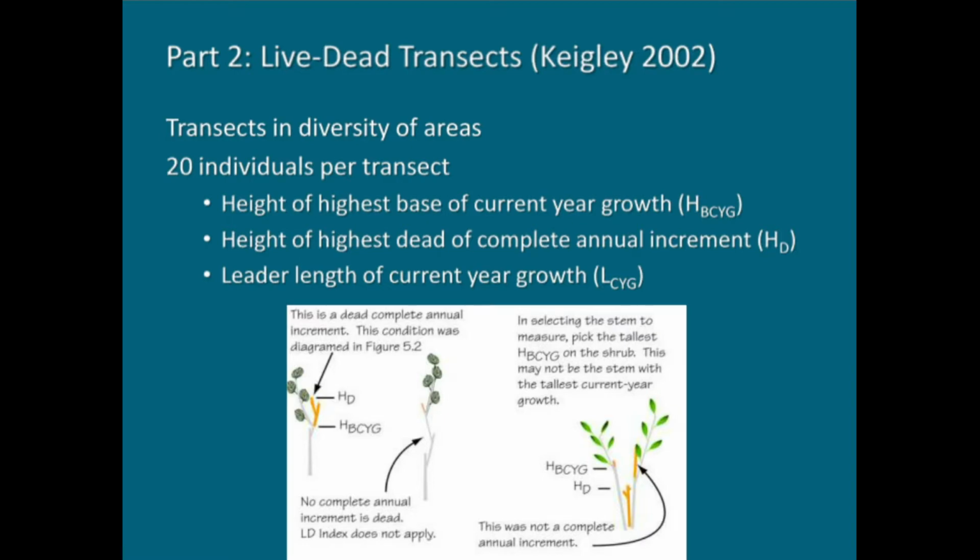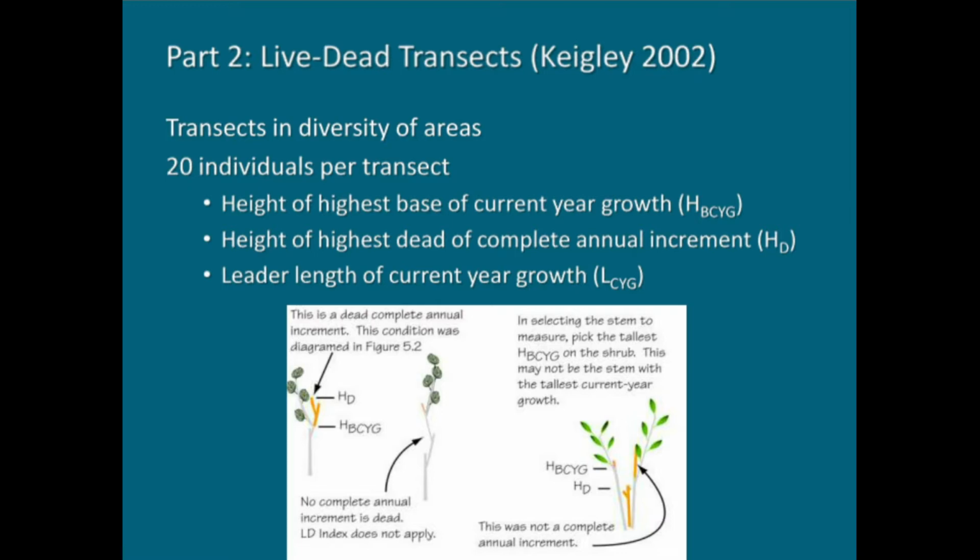The second main part to the methods was conducting live dead transects. They're quick assessments to be able to measure, quantify browse over a period, or over a space. So transects are conducted in a diversity of areas to sample maximum aspect, slope, elevation, and community type. And 20 samples are measured in each transect. Within each transect, 3 simple measurements are taken. You measure to the height of base of current year growth, measure to the height of dead, so you must have a complete dead annual increment, and then height of live, which is your leader length.